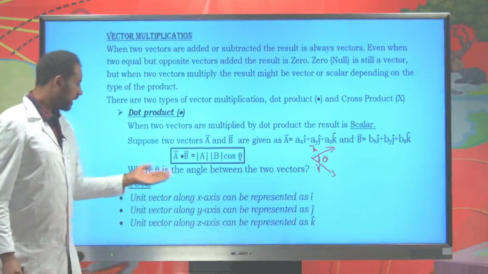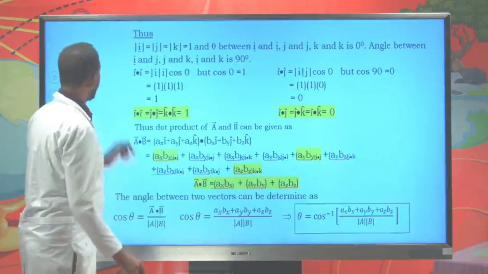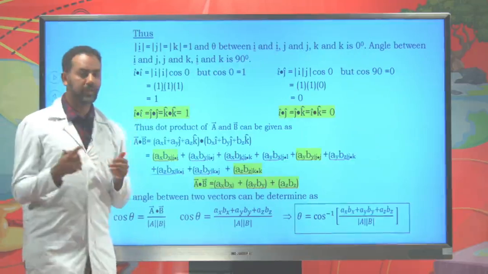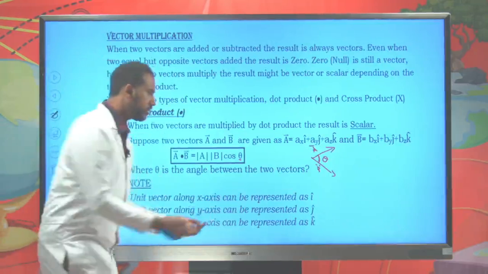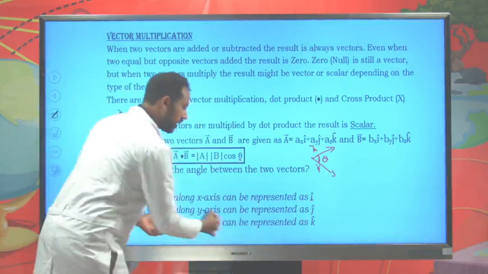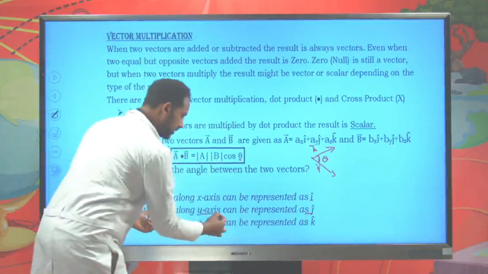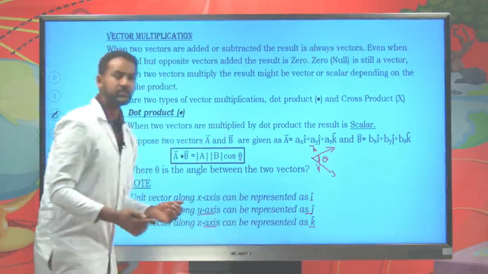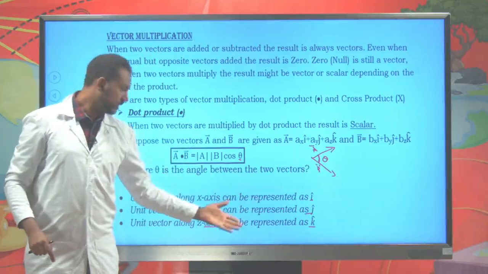And theta is the angle between the two vectors. Now let's try to find the dot product of the unit vectors. Previously we said that the unit vector along the x-axis is represented by i, the unit vector along the y-axis is j, and the unit vector along the z-axis is k.